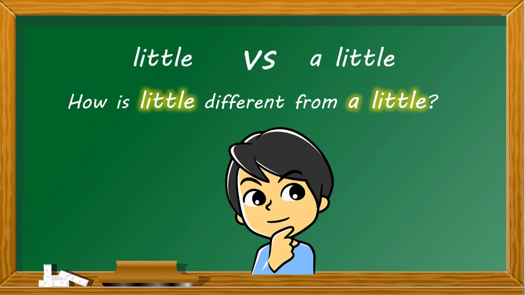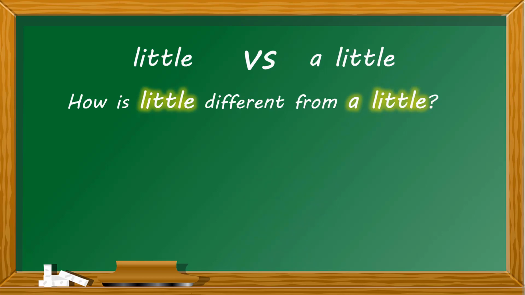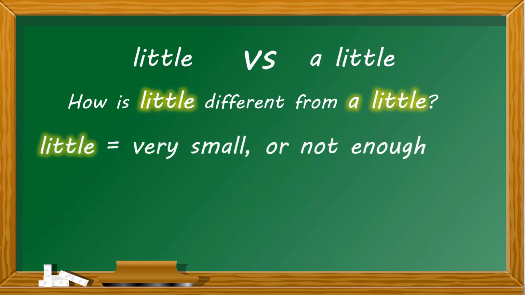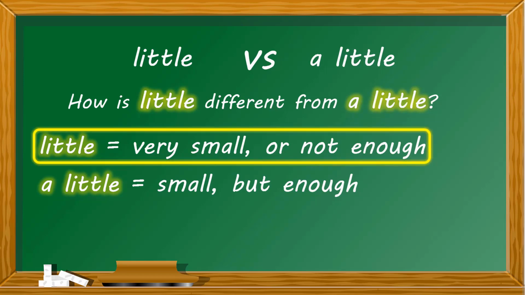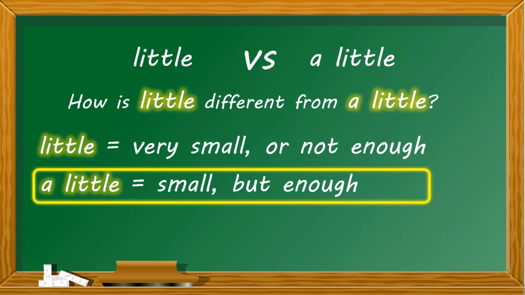Right, so let me put it this way. Basically, little as a quantifier means very small or not enough, whereas a little as a quantifier means small but quite enough. Let me repeat that. Little as a quantifier means very small or not enough. Now, a little as a quantifier means small but quite enough. Let me explain further with examples.